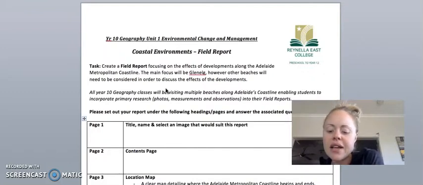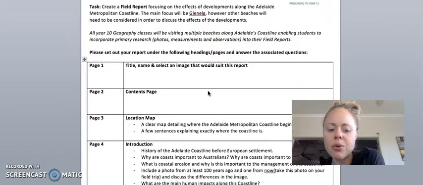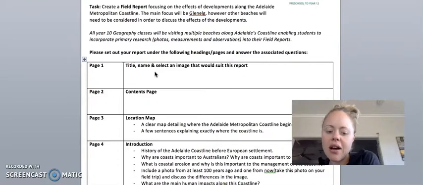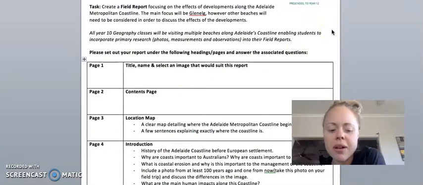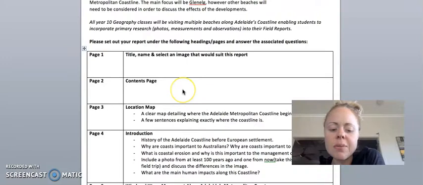So to make this a little bit easier for you, I have created a table with what needs to be put on each page. So page one is like a title page, okay? So you want to make it a little bit eye-catching with a picture. The picture that you've taken would be really appropriate, so something that suits the topic. Page two is a contents page. That's where you go through and explain what the reader will find on each page.